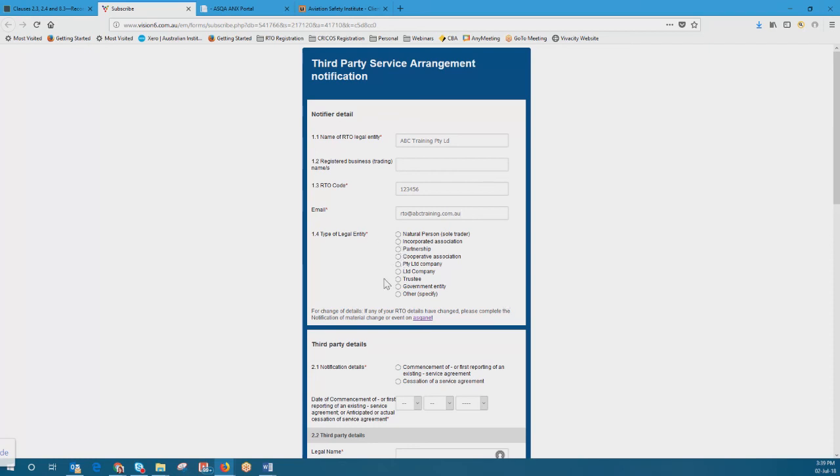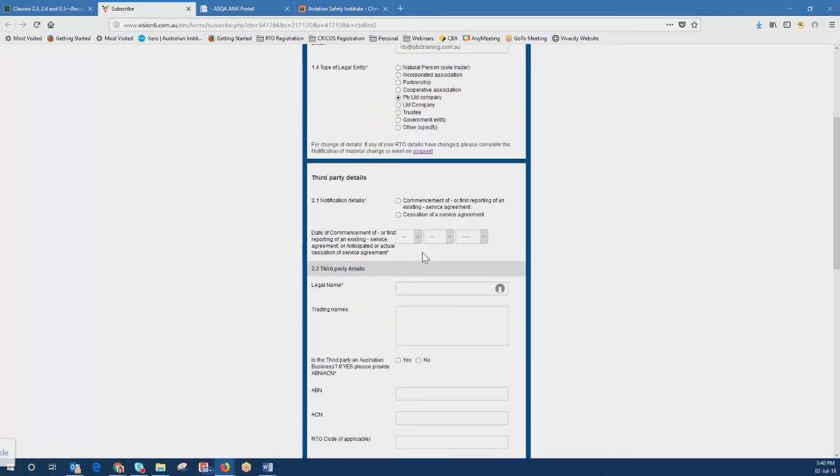For change of details, if any of your RTO details have changed, you need to complete a notification of material change of event. Generally, most RTOs are going to be a proprietary limited. I find it quite strange that this is not in the ASQANET portal, because all of this would be populated automatically and you wouldn't need to enter it if you're within ASQANET. So I don't understand why this is not in there.